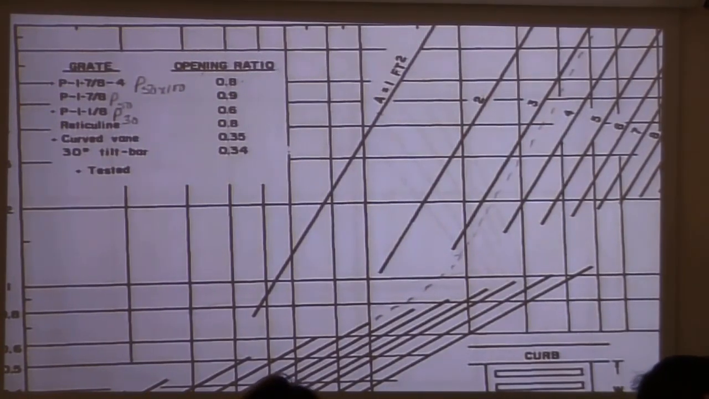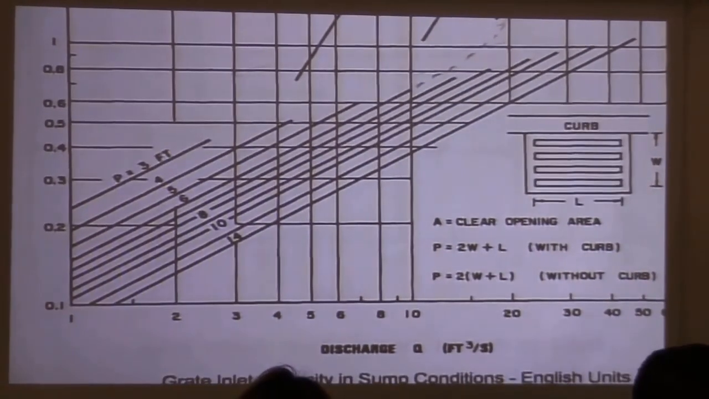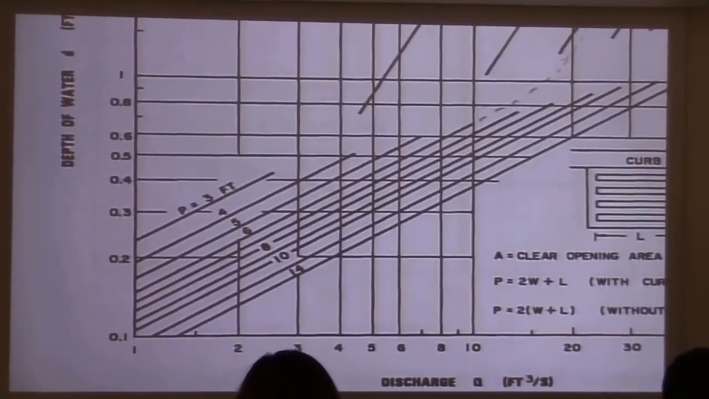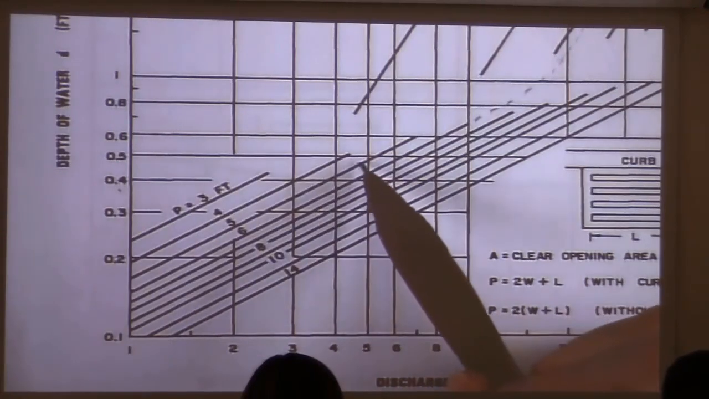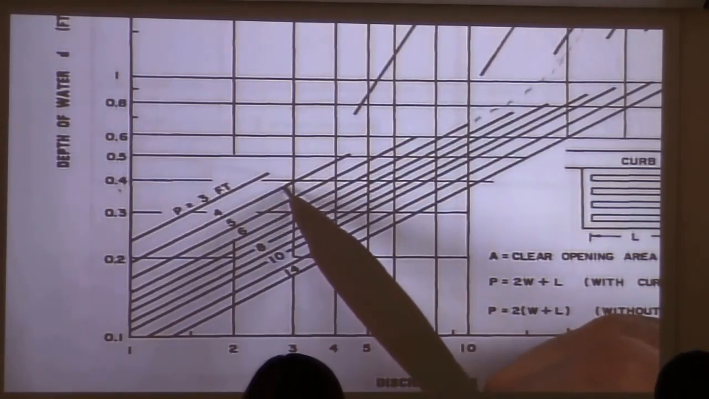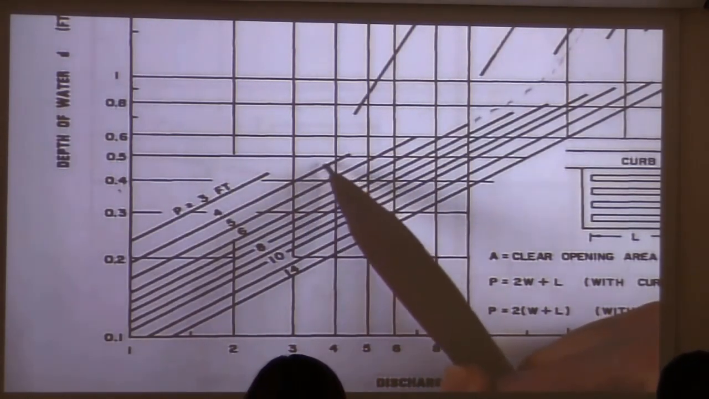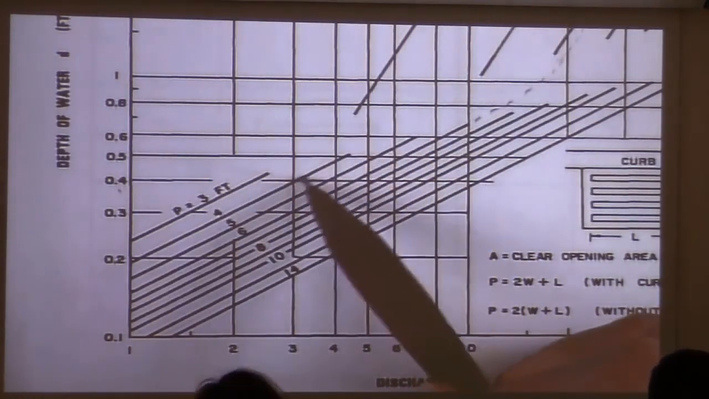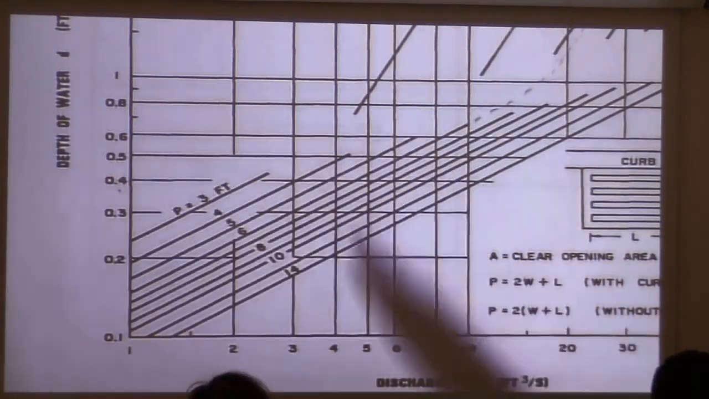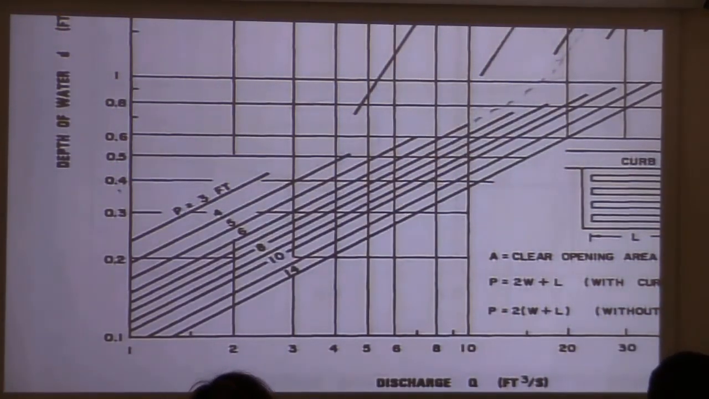If your depth is above 0.4 feet, you're going to probably be in a transition area. If you have a perimeter of 4 feet, you might have weir flow. It just kind of depends on what it is. You could be in a transition area though. So know that.